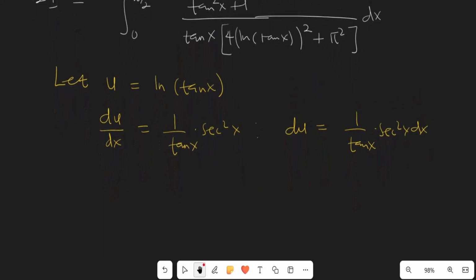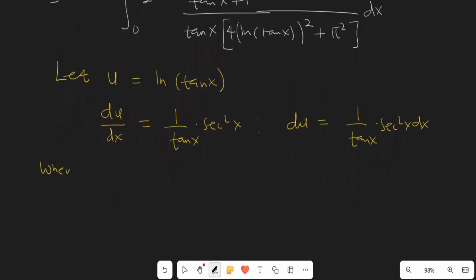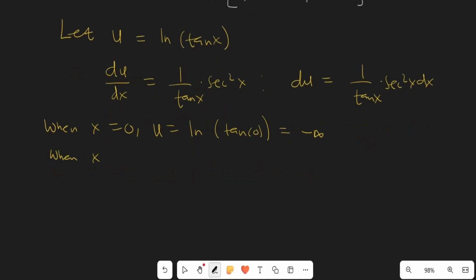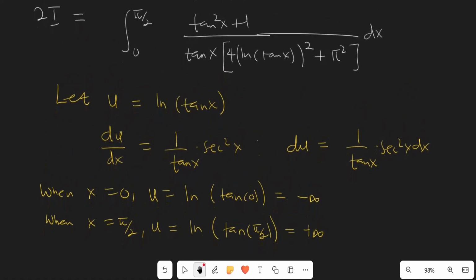What about the change in limits? When x is equal to 0, we have u equal to the natural logarithm of tan of 0. Tan of 0 is 0, then the natural logarithm of 0 is negative infinity. When x is equal to pi over 2, u is going to be the natural logarithm of tan of pi over 2. Tan of pi over 2 is infinity, the natural logarithm of infinity is positive infinity. So our limits will change from negative infinity to positive infinity.